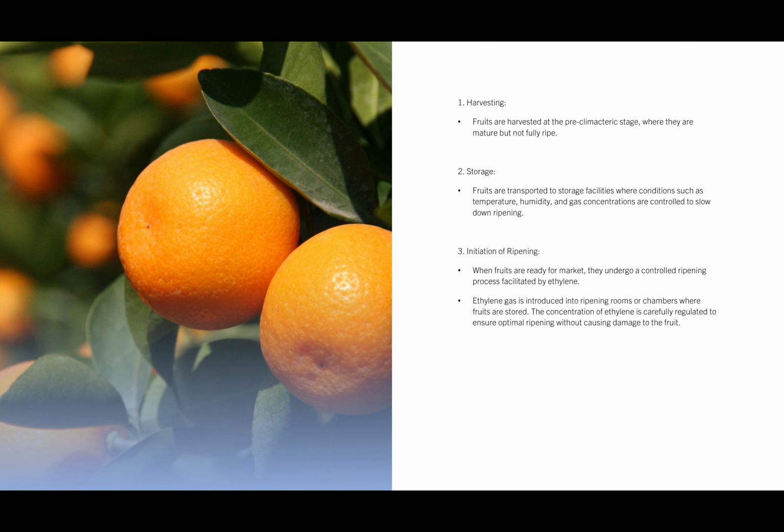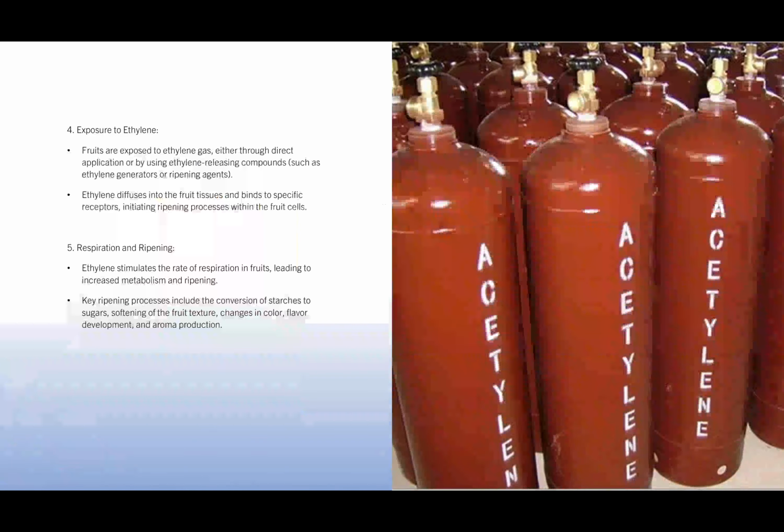So ethylene gas is introduced into the ripening rooms or chambers where the fruits are stored. The concentration of ethylene is carefully regulated to ensure optimal ripening without causing damage to the fruits. Fruits are exposed to ethylene gas, either through direct application or ethylene releasing compounds such as ethylene generators or ripening agents. So it's either we use these different agents or we use ethylene directly. Ethylene diffuses into the fruit tissues and binds to specific receptors.